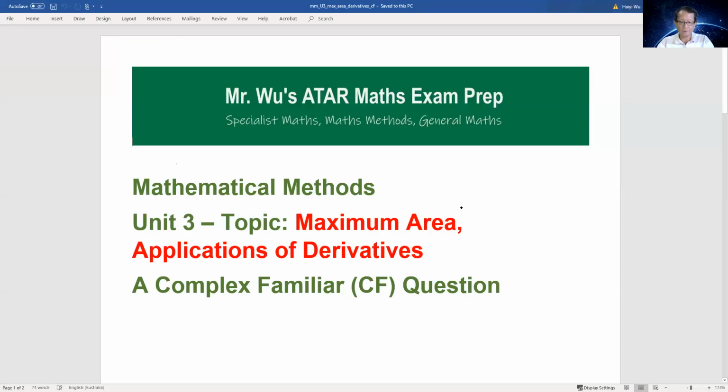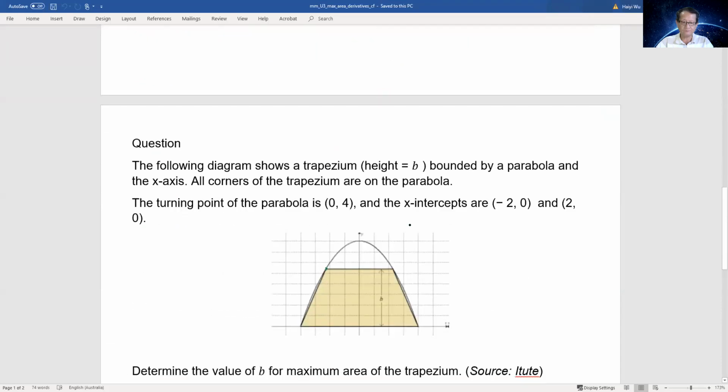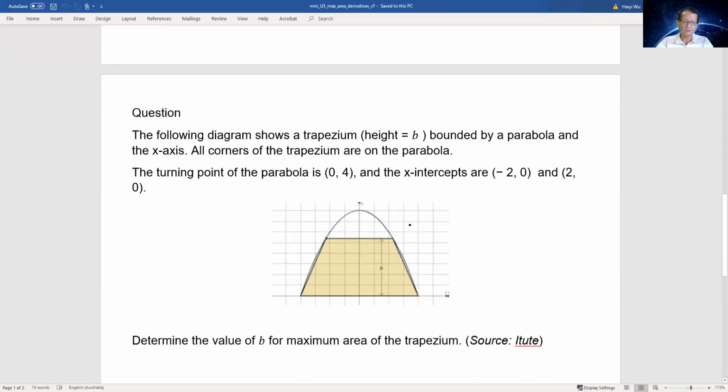Hello again. Today we are going to discuss another question on maximum area applications of derivatives. A complex familiar question. So let's have a look at the question. When we talk about maximum area, we need to use differentiation.